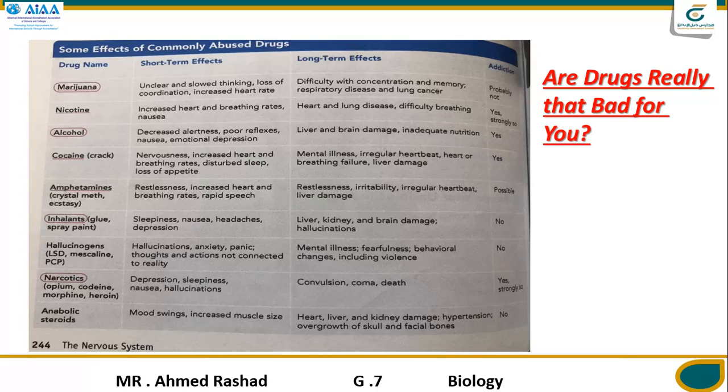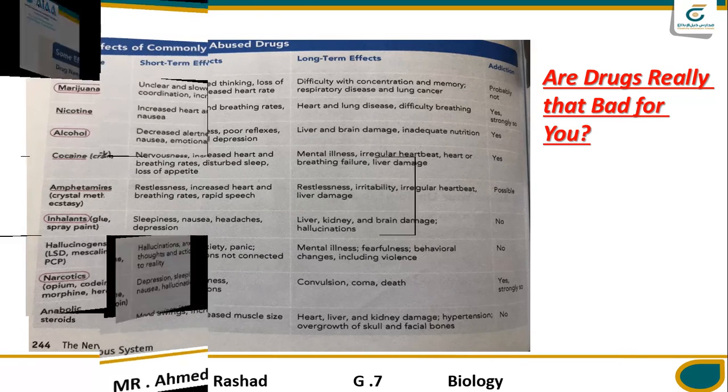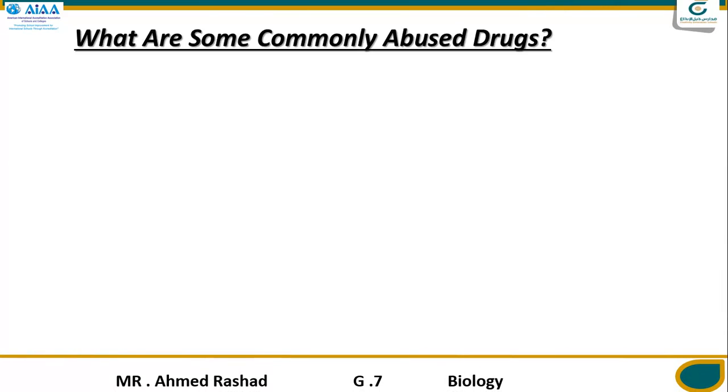This table talks about some materials, chemical substances, and different kinds of drugs like marijuana, nicotine, alcohol, cocaine, and some materials like drugs and tramadol. They are different kinds, and they cause two kinds of effects: short term and long term. You can read it well and deeply. After that, you can answer yourself: are drugs really that bad for you or not? After you read and answer yourself, you can go to the next step, step number 2 in this session.